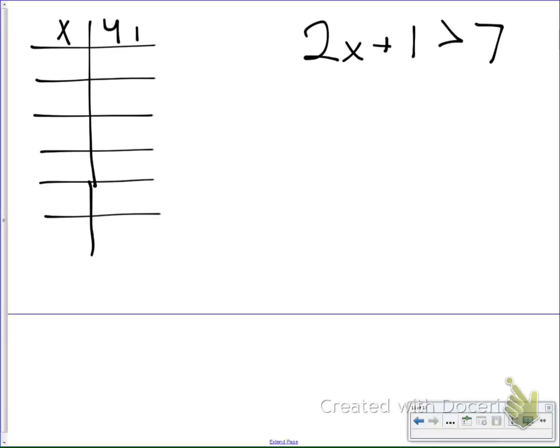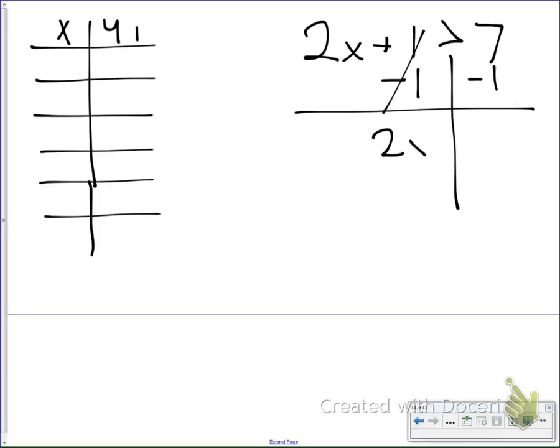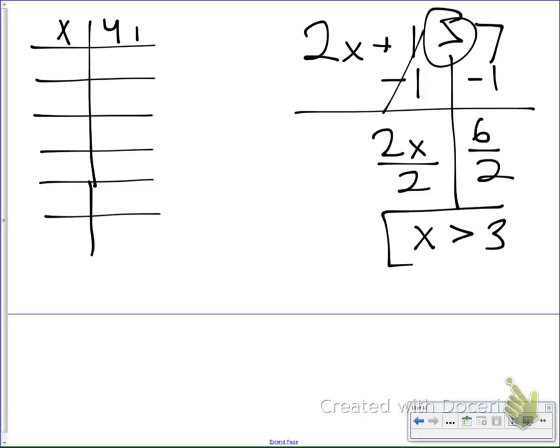So, first thing we've got to do is solve the inequality. We solve it just like it was an equation. So I subtract 1 from both sides. That leaves me with 2x on the left, 6 on the right. I divide both sides by 2. There we go. I get x is greater than 3. Remember, because it's an inequality and I didn't divide by a negative, my inequality sign stays the same, right? Making sure we're not putting an equal.